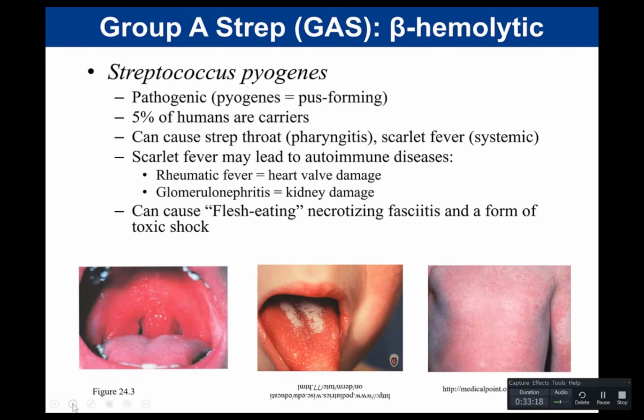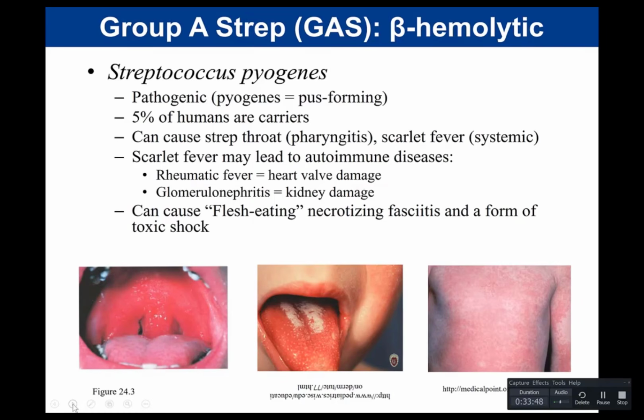So you want to review this slide, and just for all of the slides about the diseases that go with these different organisms, you want to have a general understanding of the types of diseases that they cause. And so strep pyogenes, right? Pyo refers to pus, so they're pus forming. And so the diseases that are associated with strep pyogenes would be strep throat or pharyngitis, scarlet fever.